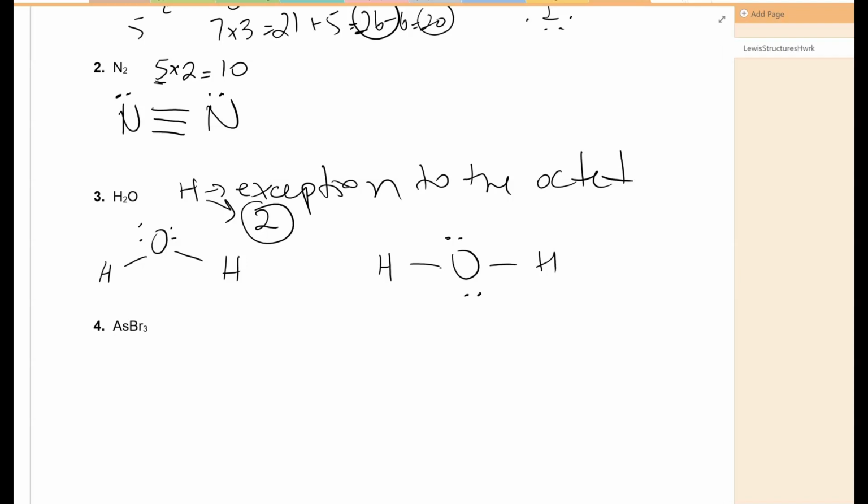Now, arsenic requires 3 bonds, right? Because it has 5. And bromine has 7. So we're looking at something similar to PI3, because arsenic also has 5, so it's going to look like this. Okay, and then you put all the lone pairs.